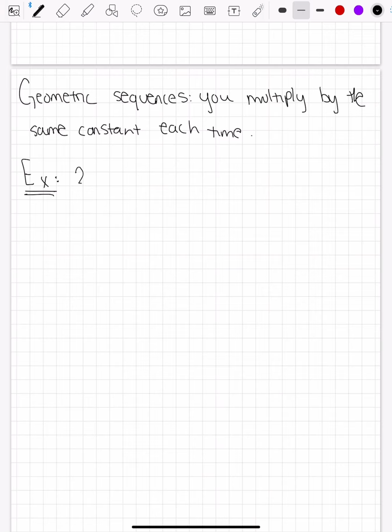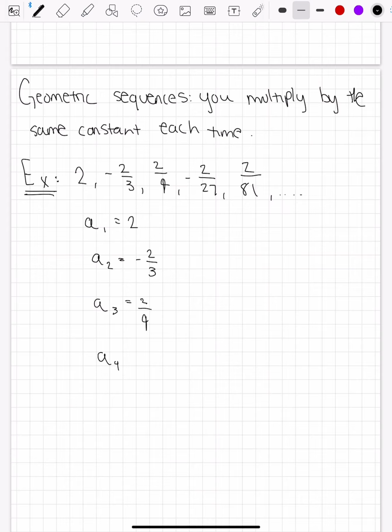So let's say we're given the sequence 2, negative 2/3, 2/9, negative 2/27, 2/81, and so on and so forth. Like I said, I always like to write this as a list with the term notation for it, so that I can start to see the pattern between the terms and any pattern between the index and the term that we're on.